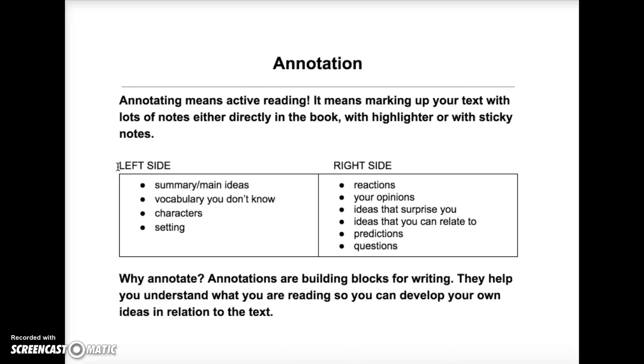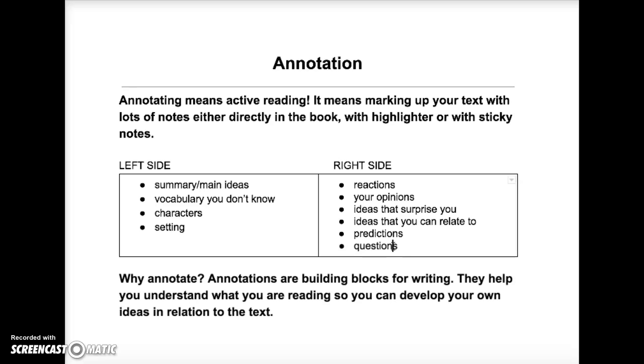On the left side, or maybe a specific color sticky note, you're noting down the summary or the main ideas, vocabulary you don't know, and information about the characters and the setting. On the right side, or a different color sticky note, you'll be noting down your reactions, your opinions, ideas that surprise you and that you can relate to, predictions, and questions.